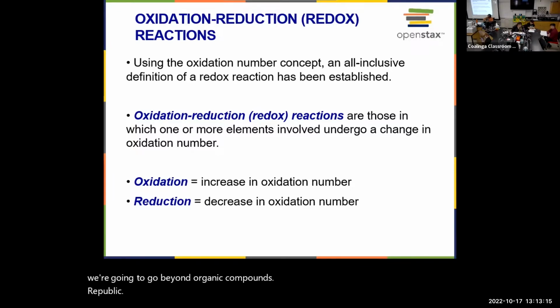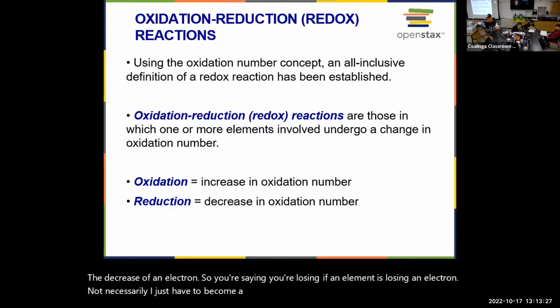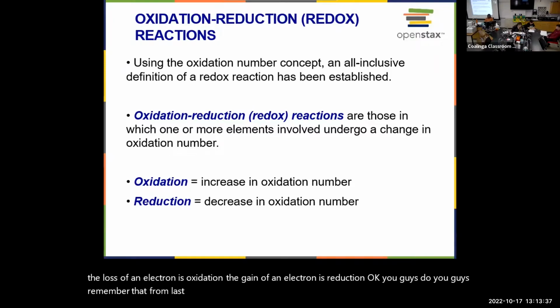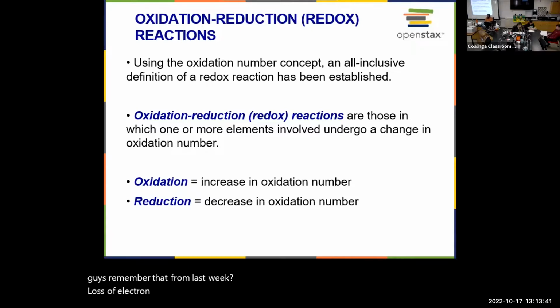Decrease of an electron. So you're saying if it's losing an electron, not necessarily, it doesn't have to become positive, but it could be becoming more positive, right? So the loss of an electron is oxidation. The gain of an electron is reduction. Okay, you guys remember that from last week, right? Loss of electron, oxidation, gain of electron, reduction.